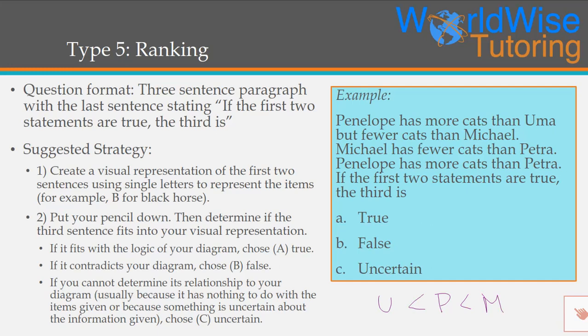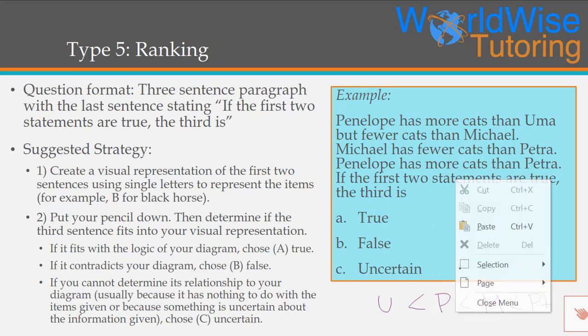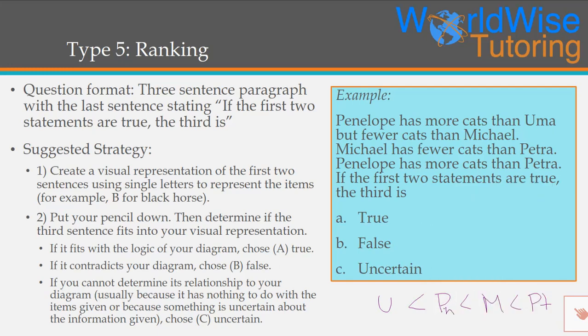That's the first sentence. Second sentence. Michael has fewer cats than Petra. I'm encountering a problem here because Petra starts with a P, and so does Penelope. So I'm going to call Petra PT and Penelope PN to help me distinguish between the 2. You may need to do that in the problem too.